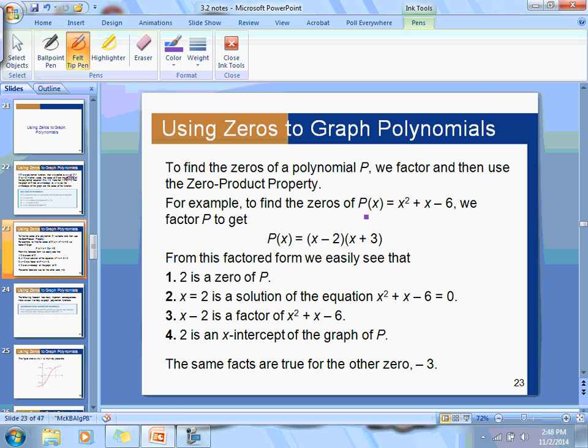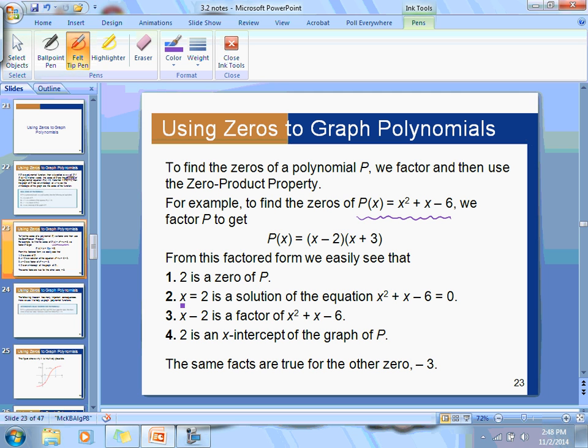So here they give you just a general example. They give you a function p of x equals x squared plus x minus 6. Now if we were to solve that algebraically, we would set it equal to 0 and factor. So they have it factored here. They have x minus 2 and x plus 3. Those are the factors of 6 that would add up to 1. Okay, so that tells you that 2 is a solution. So 2 is a zero.